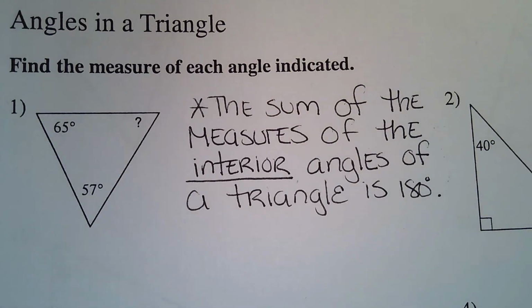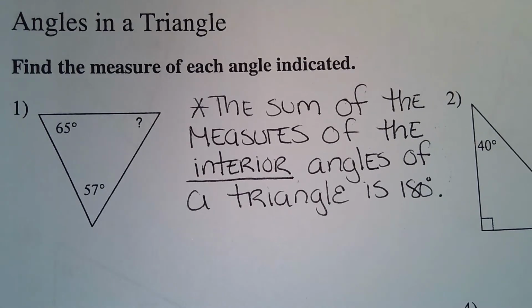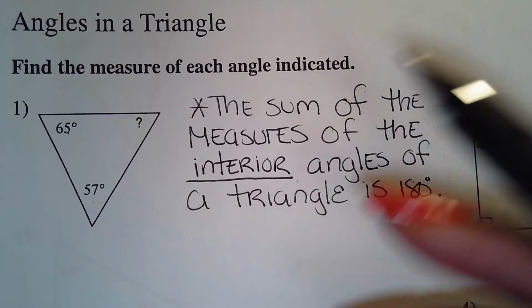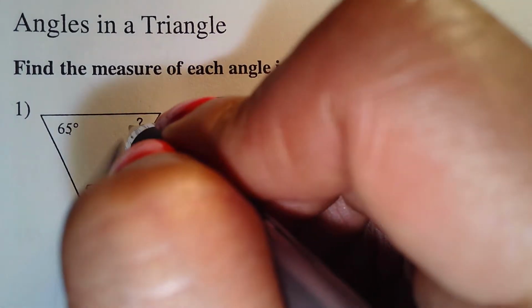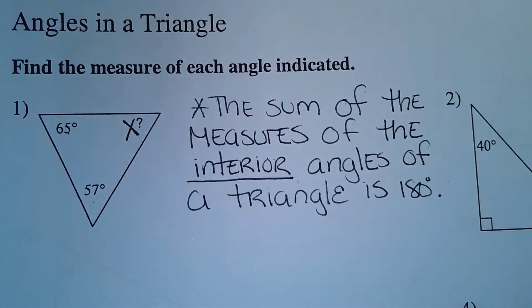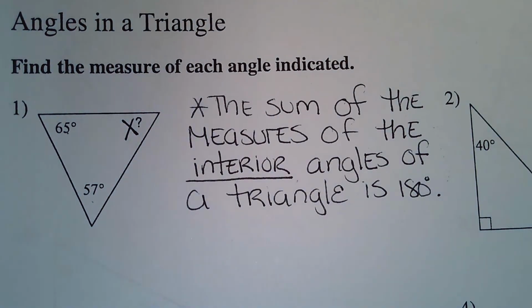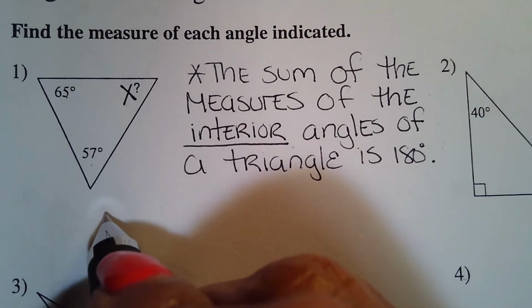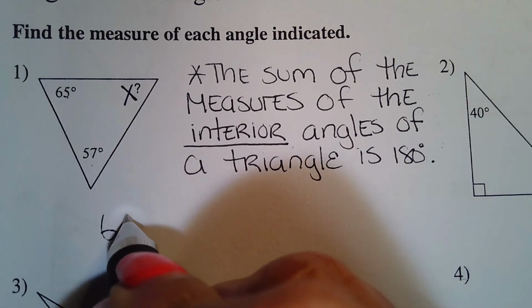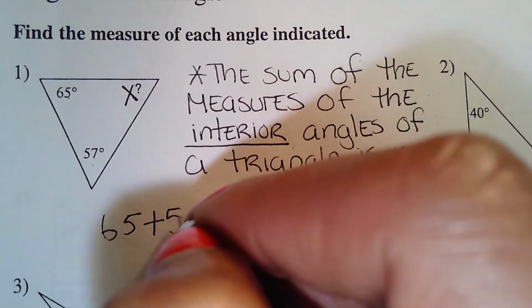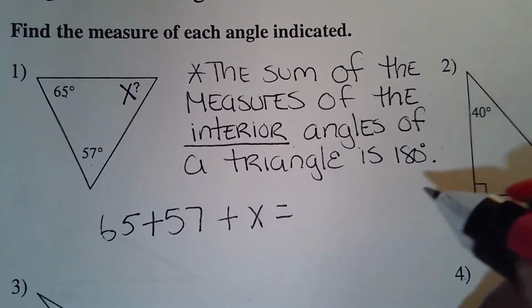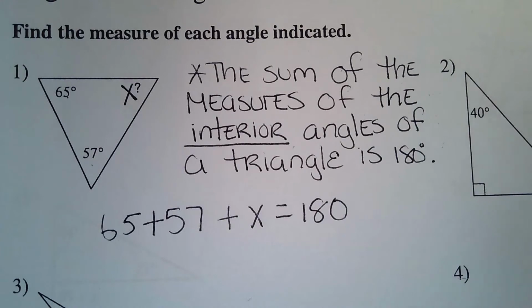So in order to find the missing angle, which is labeled by your question mark, you're going to need to add the 65 and the 57 together. I would suggest also that you just go ahead and label the missing angle as X. I'm going to move this up a little. So if I write this, I'll have 65 plus 57 plus X will equal 180 degrees.